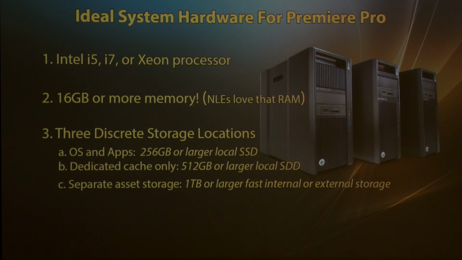You also want your dedicated cache-only drive. Now, you notice I got the sizes for these drives here. 256 is good enough for an OS and apps, especially for Adobe. Dedicated cache, you definitely want 512 or larger. Now, the dedicated cache is where you go into your Premiere settings and choose where all your cache and your temporary files go. You know what I'm talking about there? I could show you how to do it if you don't. Anybody? Okay. So that's a separate SSD.